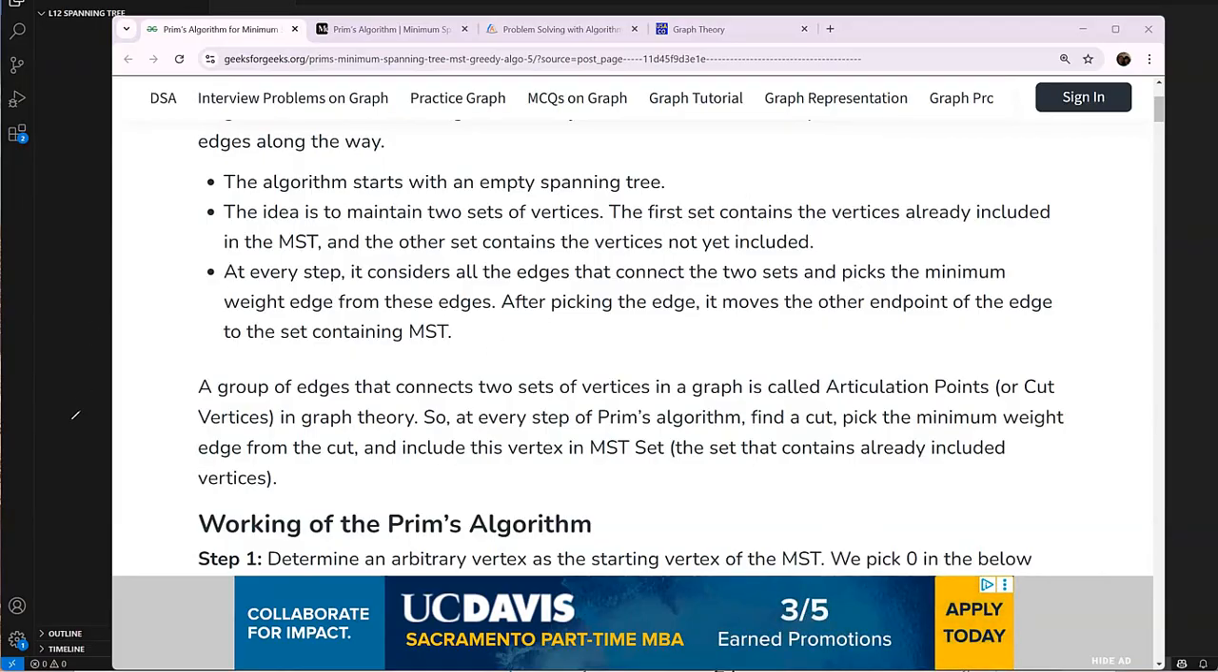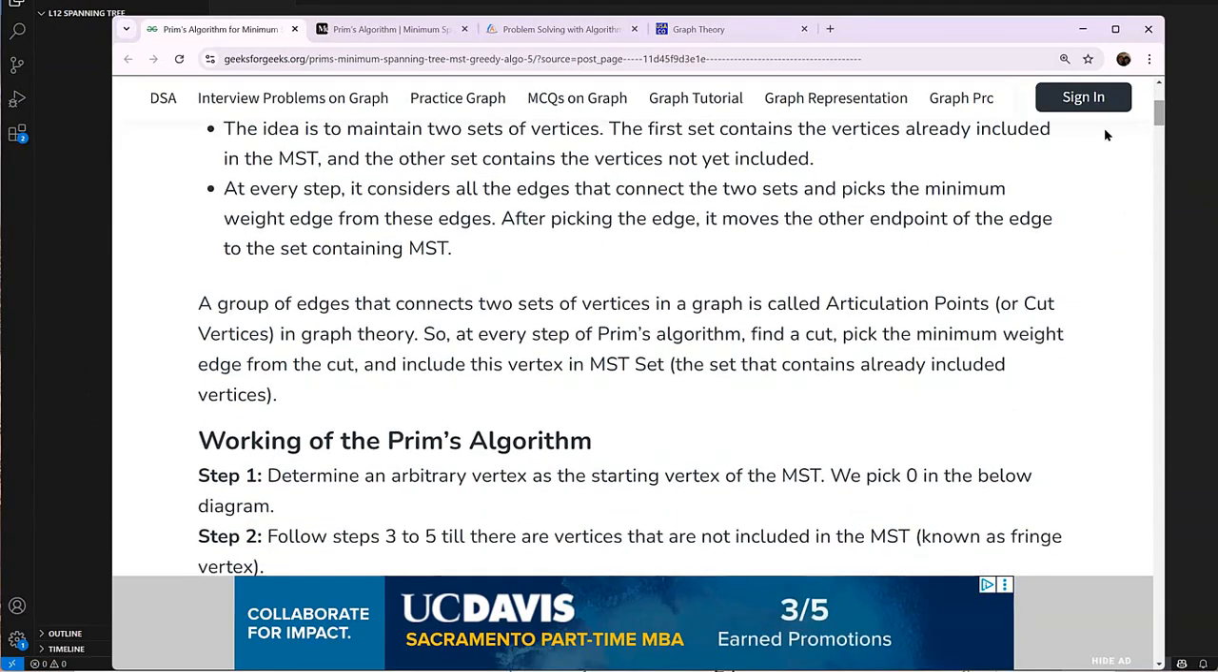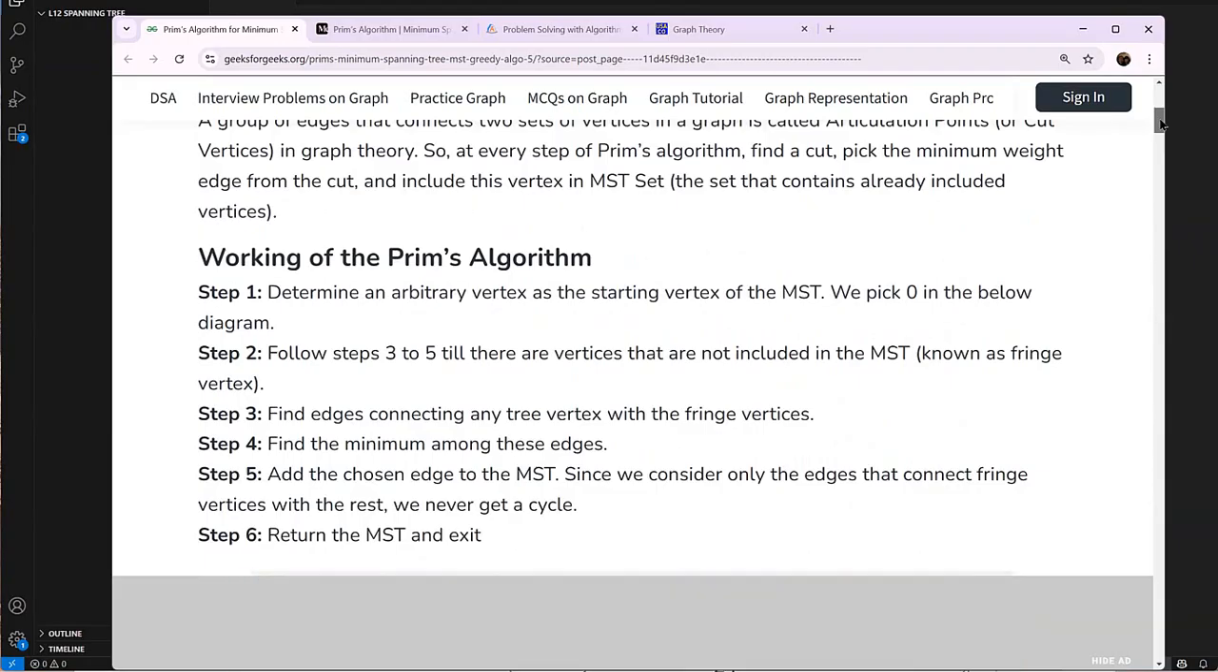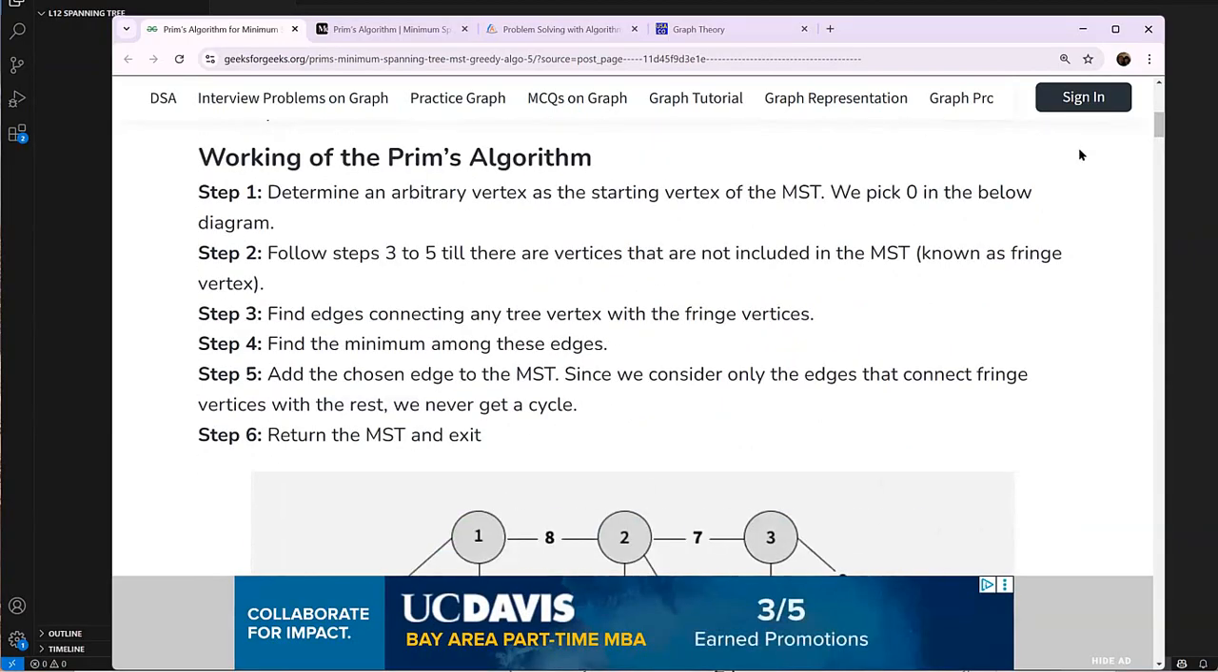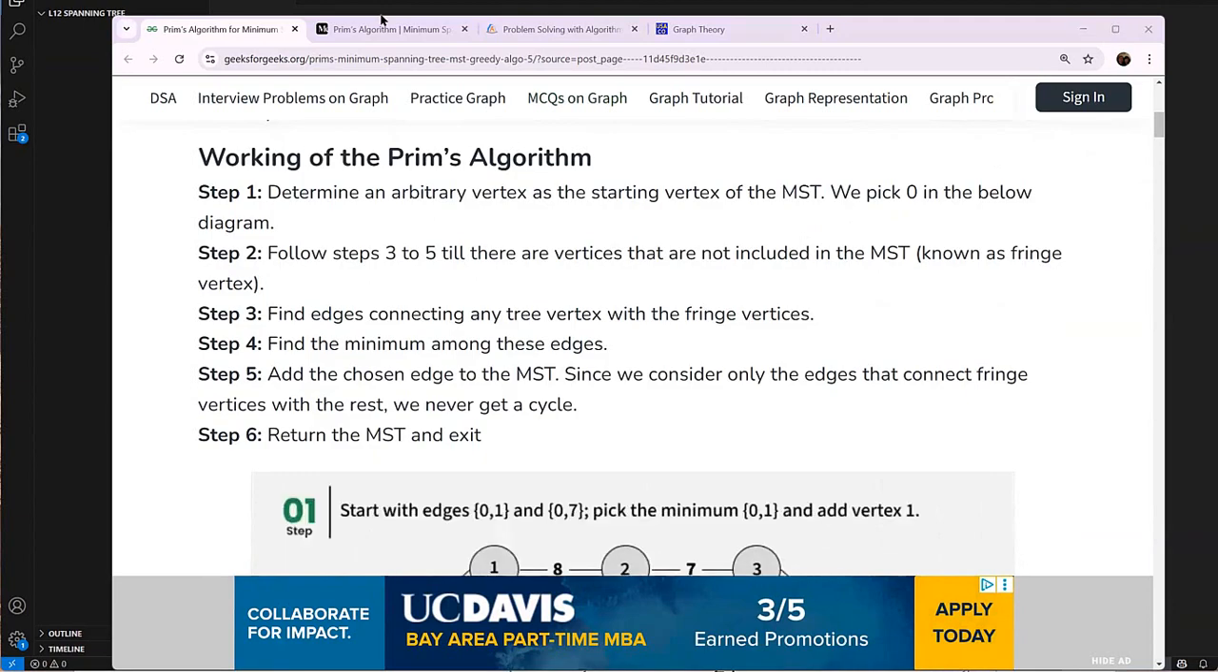And this algorithm is called Prim's algorithm. Okay, this one is called Prim's algorithm. So any questions so far? This is the basic idea. Is that okay? Yeah. And not really hard, okay?